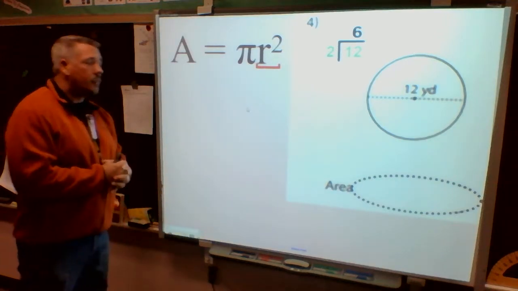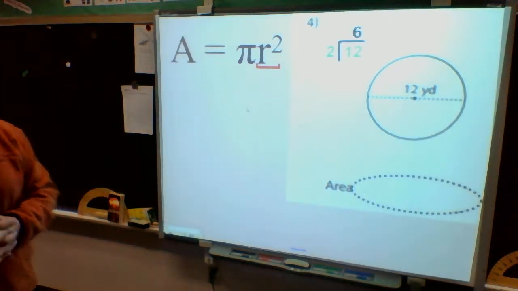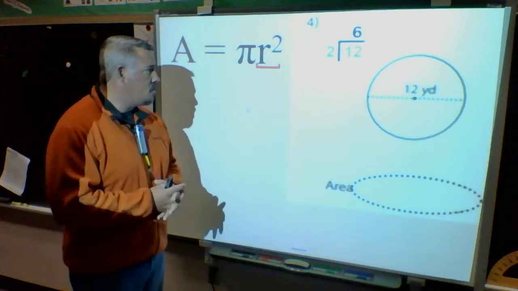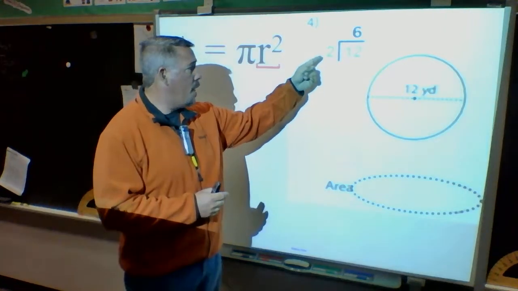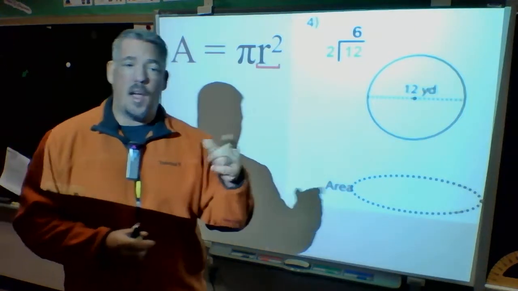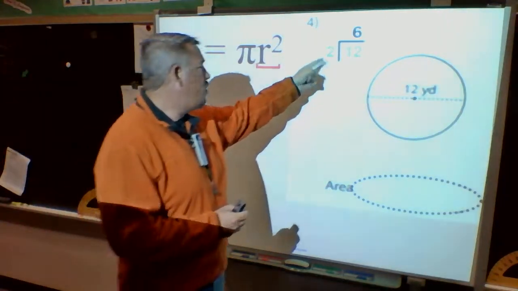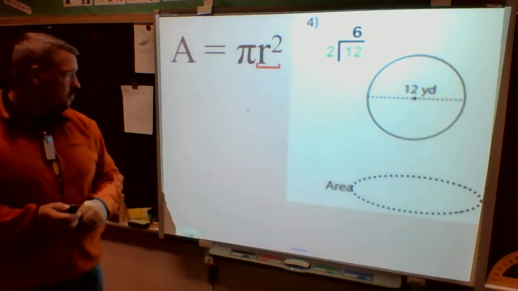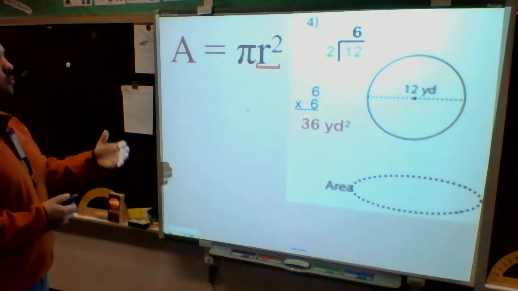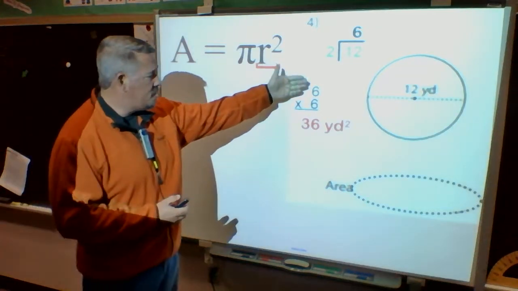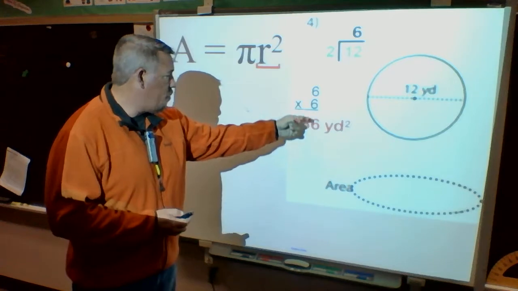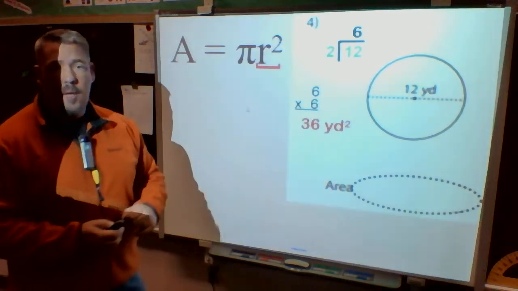Number 4, we have 12-yard diameter. What I want you to do is divide to find the radius. The diameter is 12 yards. I'm going to take it and divide it by 2 because I know it takes 2 radii to make up 1 diameter. 12 divided by 2 is 6. Then I can plug that into my equation. So I'm going to square my 6, which tells me to take 6 times 6, which is 36 yards. And then I know I'm going to take my squared radius and multiply by pi.